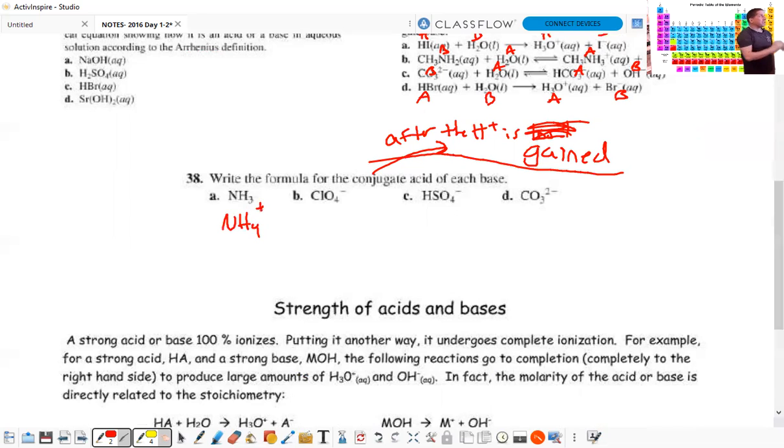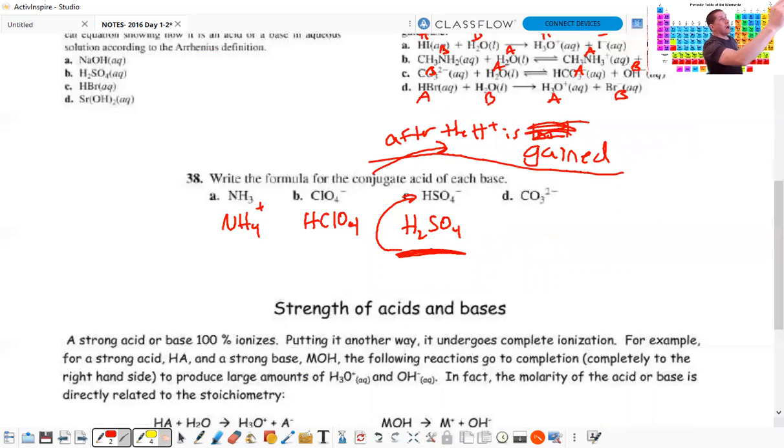NH4 with a +1 charge, the ammonium ion. This one's already -1. So when we add the acid or the hydrogen ion, it becomes neutral. -1 again, add the hydrogen ion and it becomes neutral. Here's that H2SO4 losing 1 hydrogen at a time, like I said. And this one's -2, so we're still going to be -1.